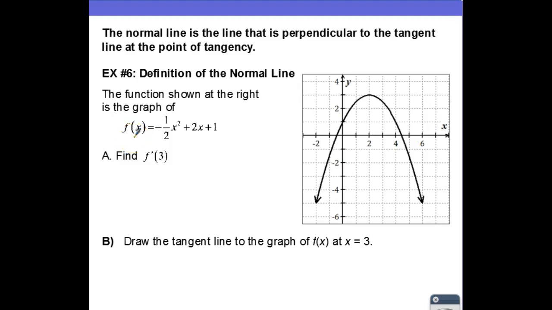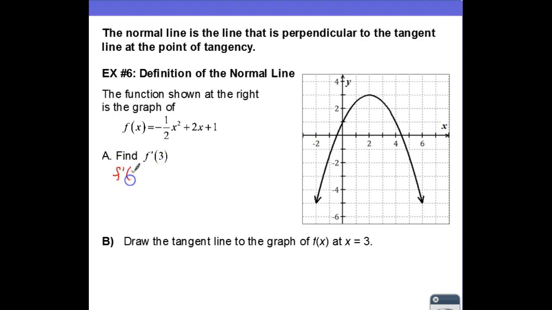In example 6, we introduced the concept of the normal line, but first we're going to do a little bit of work with a tangent. The first thing that they ask us to do, given this function f of x equals negative 1/2 x squared plus 2x plus 1, they've asked us to find f prime of 3. So let's begin by finding f prime of x.